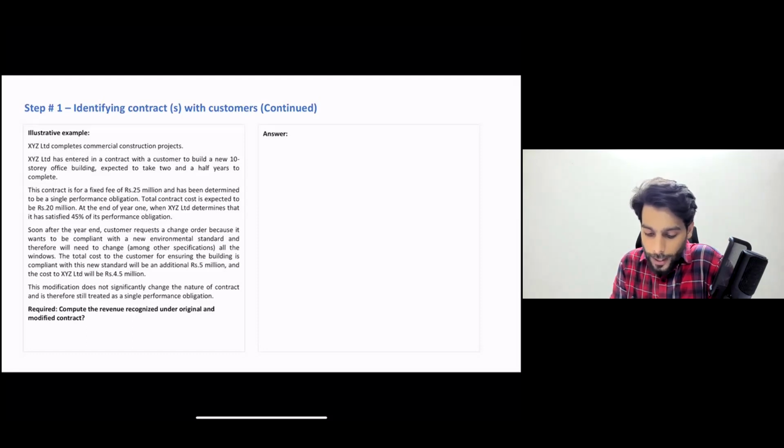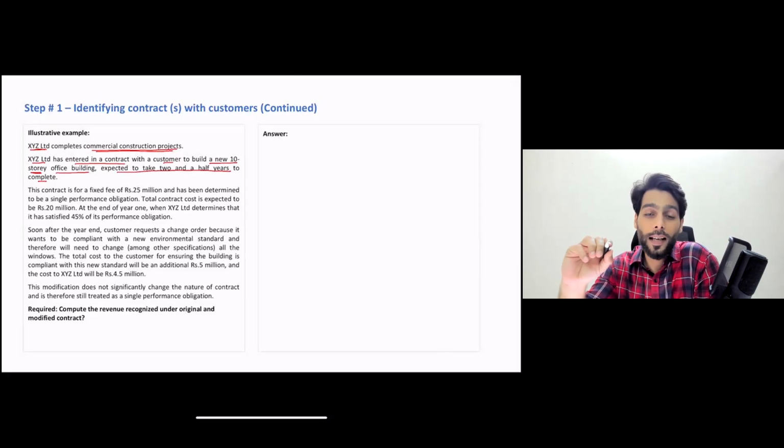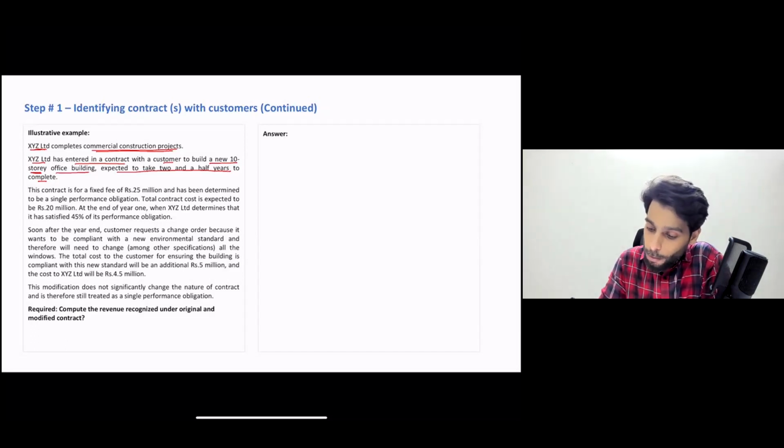So there is XYZ Limited, which completes commercial construction projects. XYZ Limited has entered into a contract with a customer to build a new 10-story office building expected to take 2.5 years to complete. I'll repeat it again. XYZ company has entered into a contract in which they have to build a 10-story building for a customer.